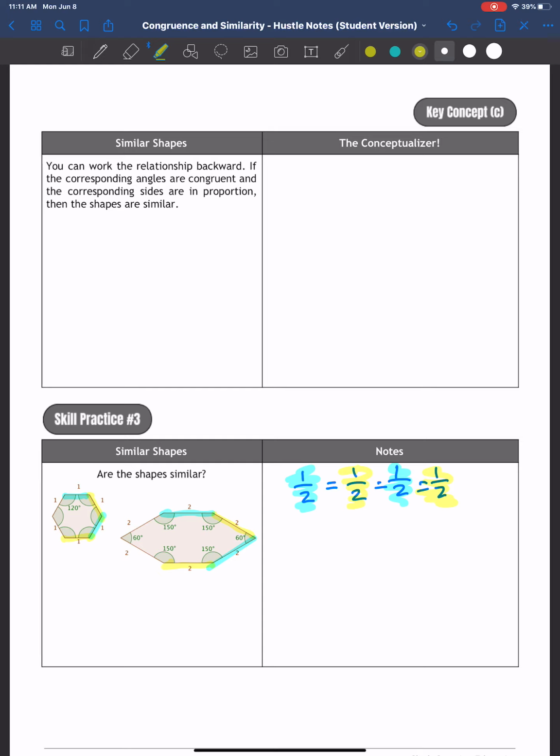Because you have side 1 over side 1, side 2 over side 2, side 3 over side 3, side 4 over side 4. So the ratios are consistently proportionate. They are 1 to 2. Your ratio is now 1 to 2. All sides are proportionate.